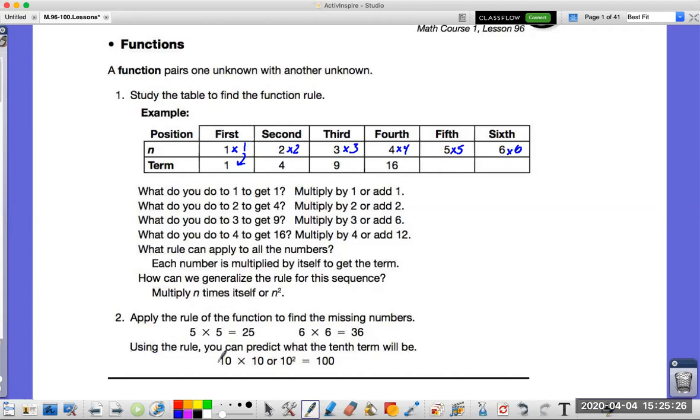So we can predict what the 10th one would be. It'd be 10 times 10, or 10 squared, equaling 100. So we know that what this value would be is 25, and we know this value would be 36. And we can go on to infinity using that. So the generalized rule for this sequence is n times itself. So n squared. These all equal n squared.